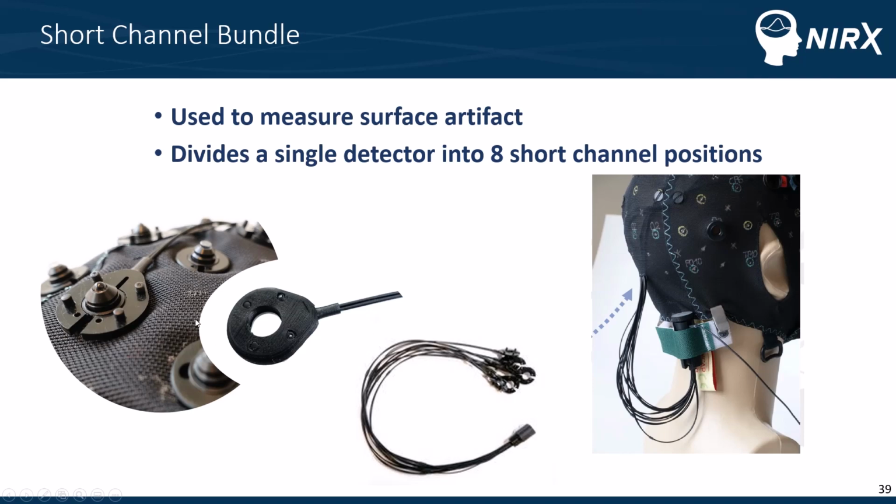Here we have a close-up view of what the detector looks like underneath the cap. You've got your source right here, and your short channel bundle sits 8 millimeters away from it to then form that short channel. It fits around the source with an 8 millimeter separation.